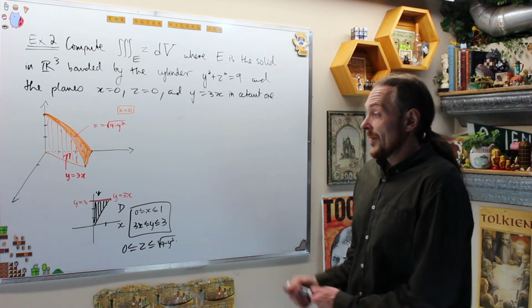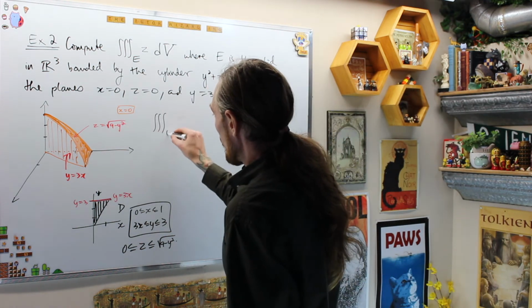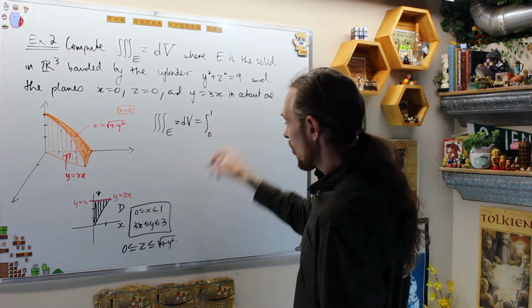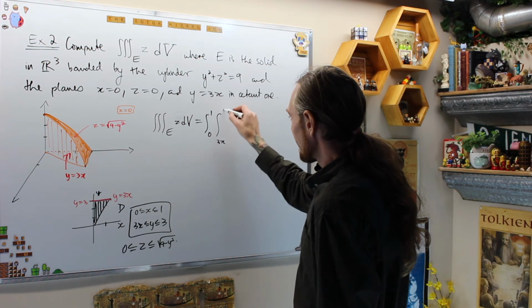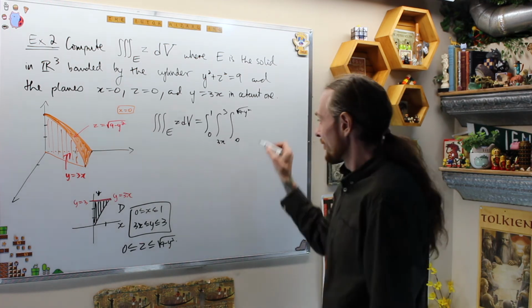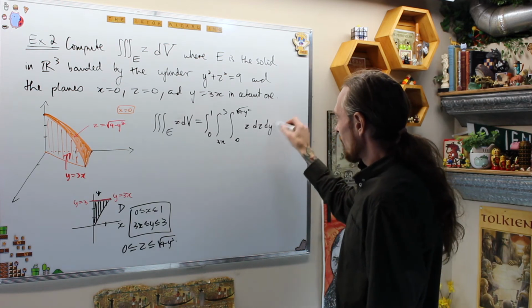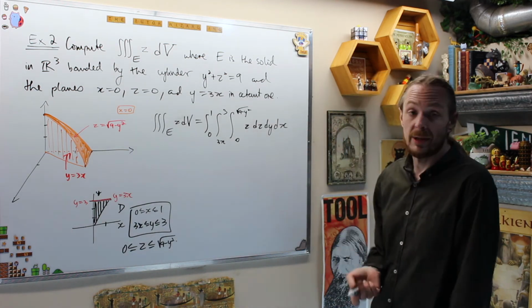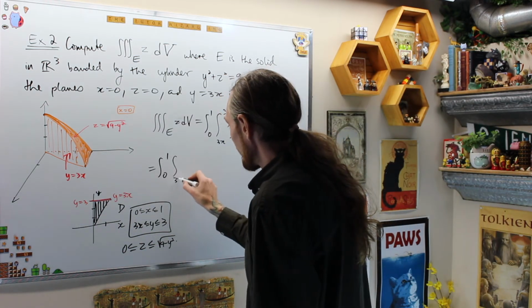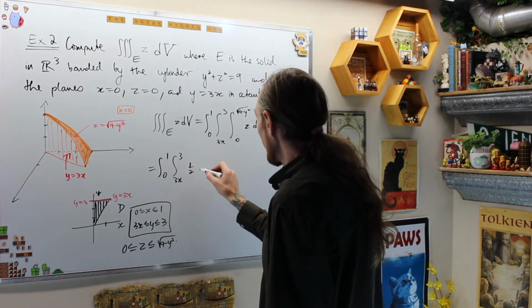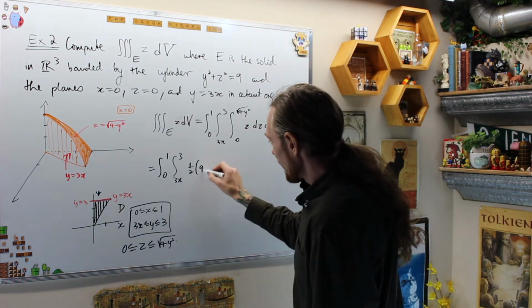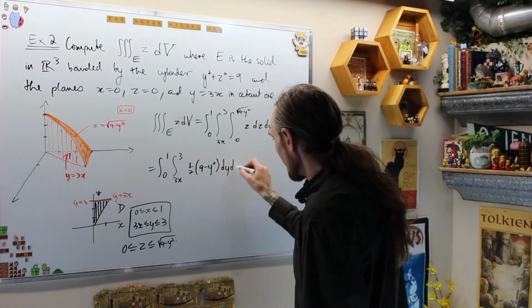Doing that, we have the triple integral over E of z dV is now equal to the integral from 0 to 1, the integral from 3x to 3, the integral from 0 to the square root of 9 minus y squared, z dz dy dx. There's the setup. Now this is equal to the integral from 0 to 1, the integral from 3x to 3 of 1/2 z squared evaluated from 0 to this, which is just going to give me 9 minus y squared dy dx.